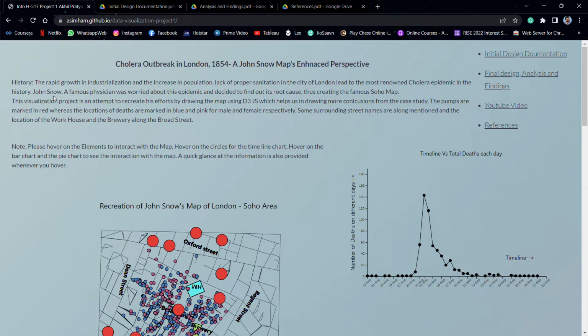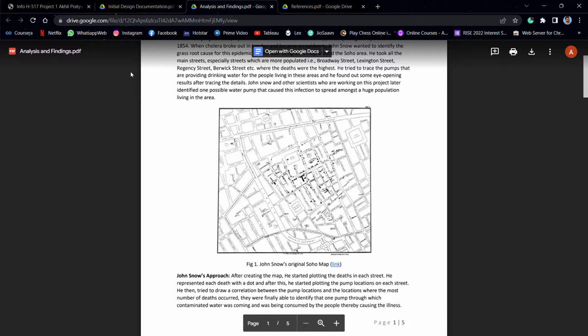slaughterhouses and a lot of industries which were emitting pollution everywhere, polluted water especially, which was contaminating groundwater, and this led to the spread of cholera infection everywhere. So the rapid growth of cholera terrified people, and a lot of people died during this epidemic. One of the famous physicians in London, John Snow, decided to identify the root cause for this issue, and he then created this famous map of London's Soho area.